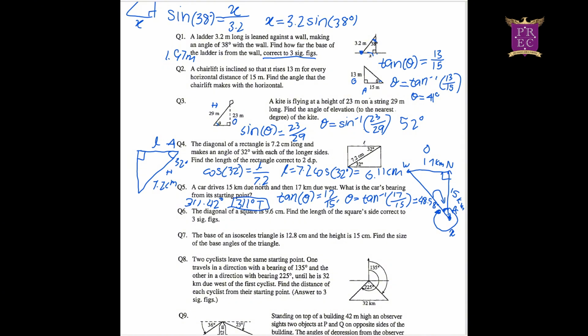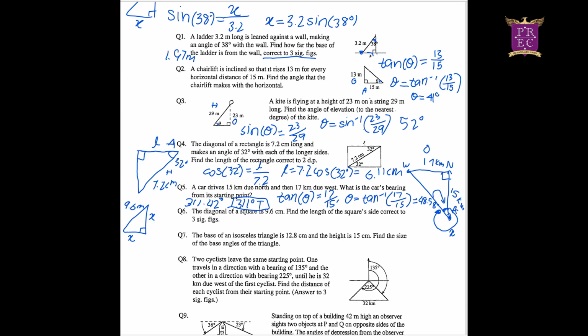Okay, let's move on to the next one. The diagonal of a square is 9.6. Find the length of the square's side, correct to 3 significant figures. Okay, so we know that the diagonal of a square is 9.6 centimeters, and this will be the right angle. This will be the same size, because that's the diagonal of the square, and the square has the same side lengths. Okay, we'll call it x.